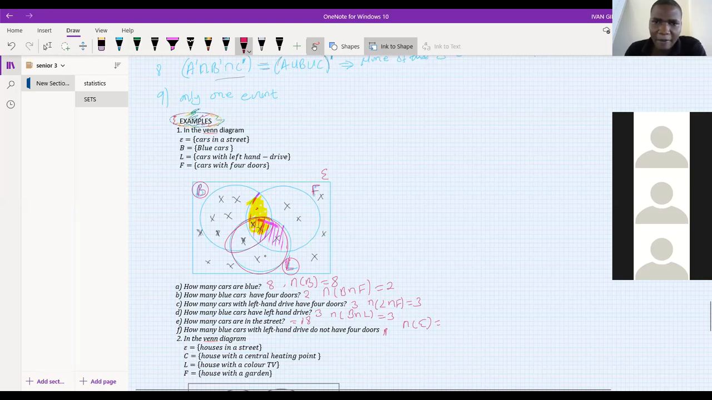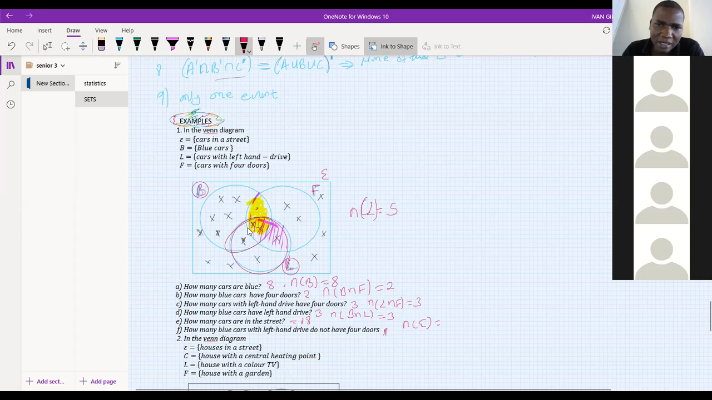So notice, how many cars have left-hand drive? The number of cars with left-hand drive are 1, 2, 3, 4, 5. Those are the number of cars with left-hand drive. There are 5. Now, how many of these ones don't have 4 doors? There are 2. There are 2 cars with left-hand drive that do not have 4 doors.